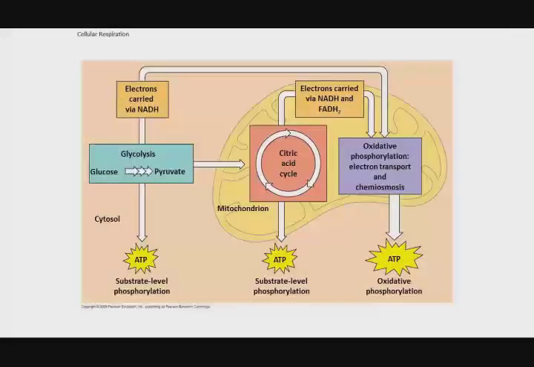So again, little review: glucose is in the cytoplasm. Glycolysis, a whole series of enzymes, is going to break that down and produce some NADH, a little bit of ATP, and pyruvate. 2 molecules of pyruvate per molecule of glucose. And those pyruvate molecules, those 3 carbon molecules, are going to be targeted to the mitochondria.